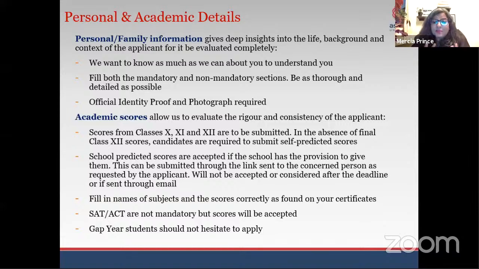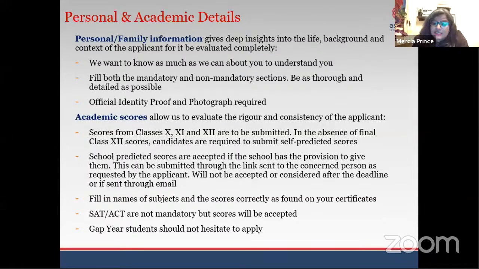Okay. Many schools have school counselors and/or a point of contact in the school who would submit a school predicted grade or a mark sheet for the student. So we accept that as well. However, the self-predicted scores are mandatory, so please don't leave them blank. Fill it from your side, and we will also accept what comes from the school. There's a link that goes to your school. You need to fill in the details.